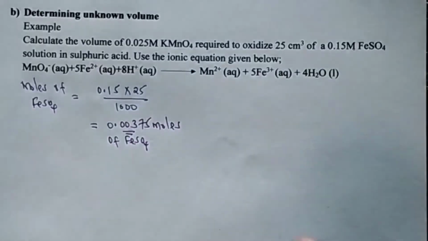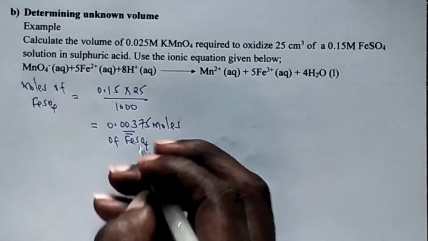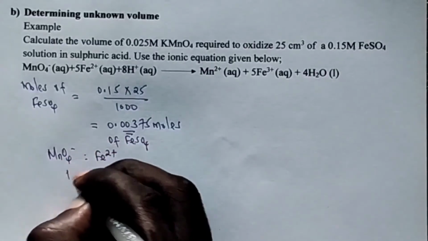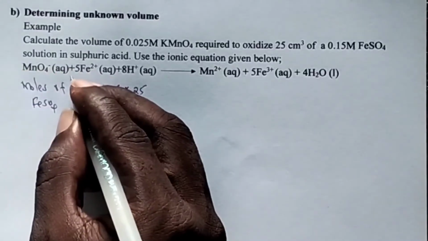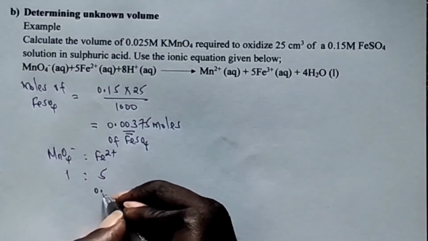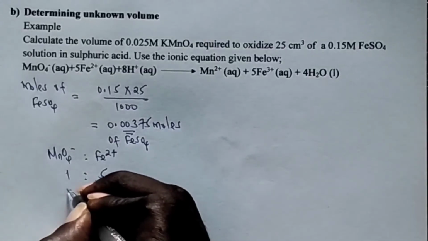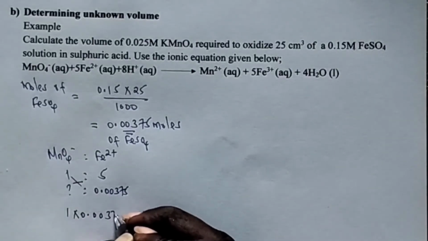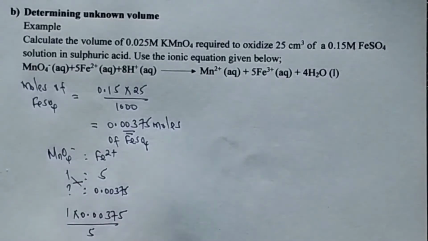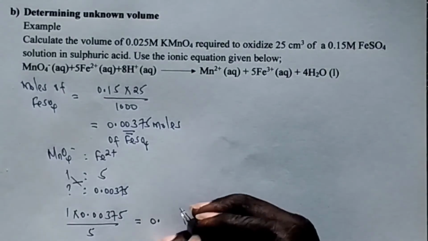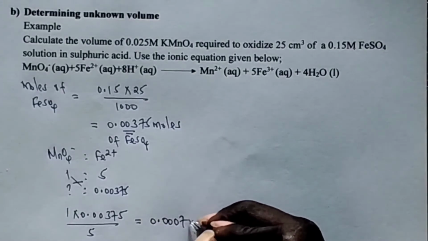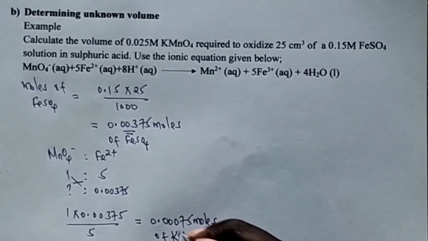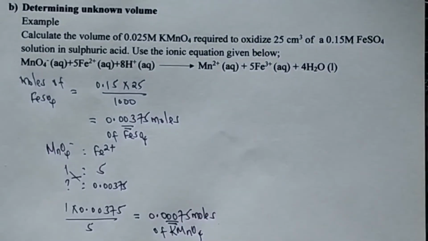So next we have to get the number of moles of potassium manganese 7 using the ionic equation. So we have to say manganese 7 ions ratio iron 2 ions. So it is 1:5. So we have the number of moles of iron 2 sulfate to be 0.00375. So what about that for manganese ions? So we are going to say 1 multiplied by 0.00375 divided by 5. So here what we are going to get will be 0.00075 moles of potassium manganese 7 solution. That will be the number of moles of potassium manganese 7 solution.